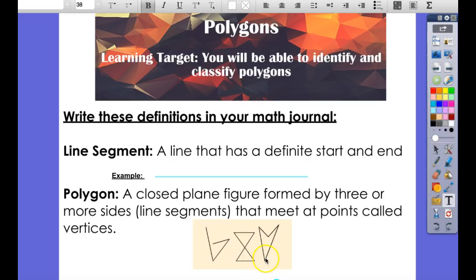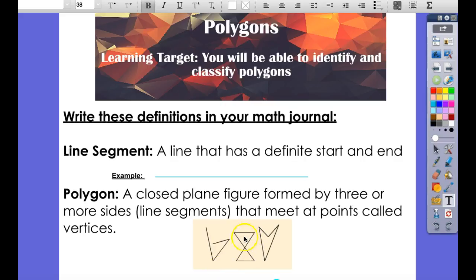So let's look at our examples down here. A couple of them are not examples, and one of them is an example of a polygon. So our first image right here, if we're looking at it, we see that it has line segments. We see those line segments meet at different points, but this is not a closed plane figure. That means if you see this little gap right here, it's showing that the shape is open. It's not a closed plane figure. So this is not a polygon. This first shape right here is not a polygon.